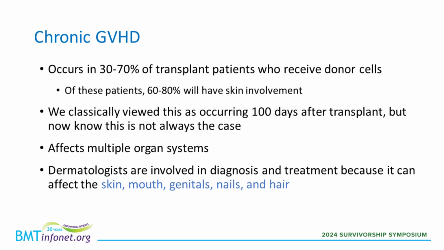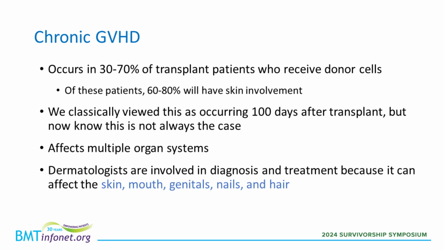Now that we've gone through some of the characteristics of acute GVHD, I'm going to transition to talking about chronic GVHD. So again, it can be tough to know the exact incidence, but it has been reported in a wide range of 30 to 70% of transplant patients who receive donor cells. Now, the reason dermatology is so important to the care of these patients is that 60 to 80% of patients who have chronic graft-versus-host disease will have some degree of skin involvement.